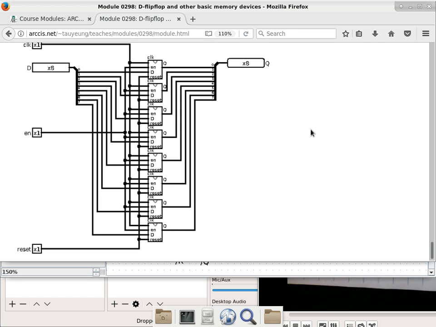So now we have the smallest memory device in the processor. It's called a register, otherwise known as a resettable, gated, edge-sensitive D flip-flop. Multi-bit version of that, yes.